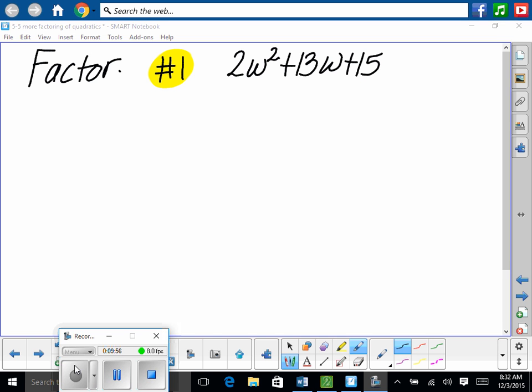Number 1, 2w squared plus 13w plus 15. I'm looking at number 1 on your second page. There is not room. You're going to need a scratch piece of paper. There is nothing worse than having it squished and getting it wrong. I have to do a scratch piece of paper too.